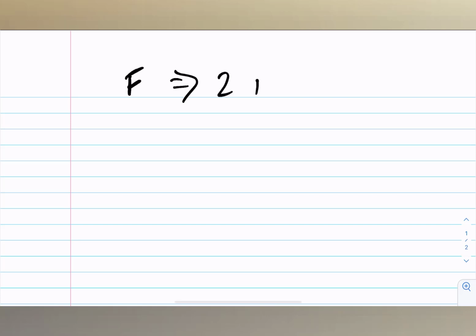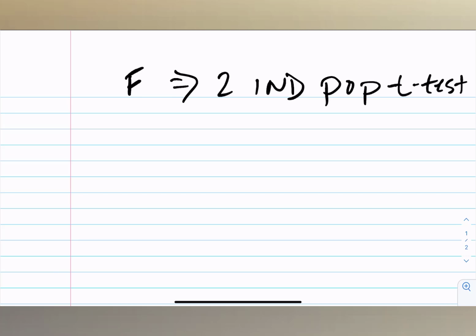Today we are looking at the F in a two-independent t-test. So remember that F is formulating the problem, which includes population, sample, variable, parameter of interest, and when you're doing a hypothesis test, it also includes the null and alternative.